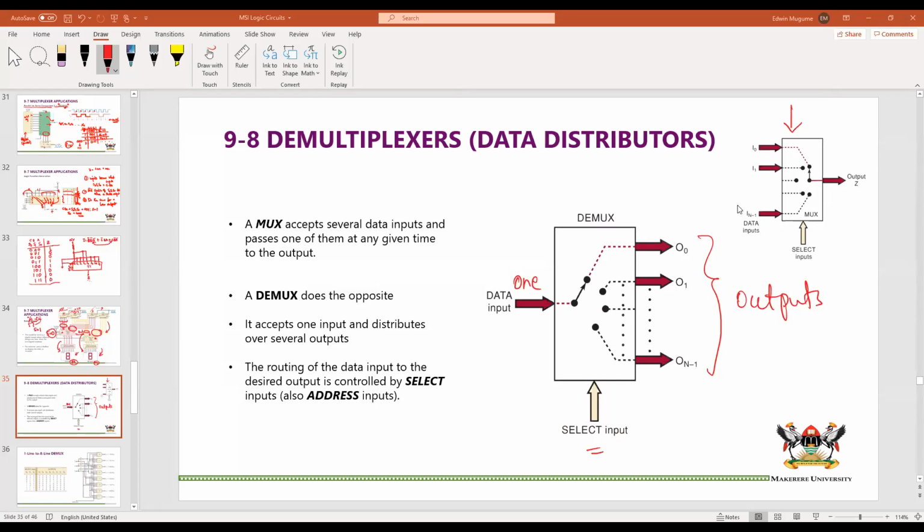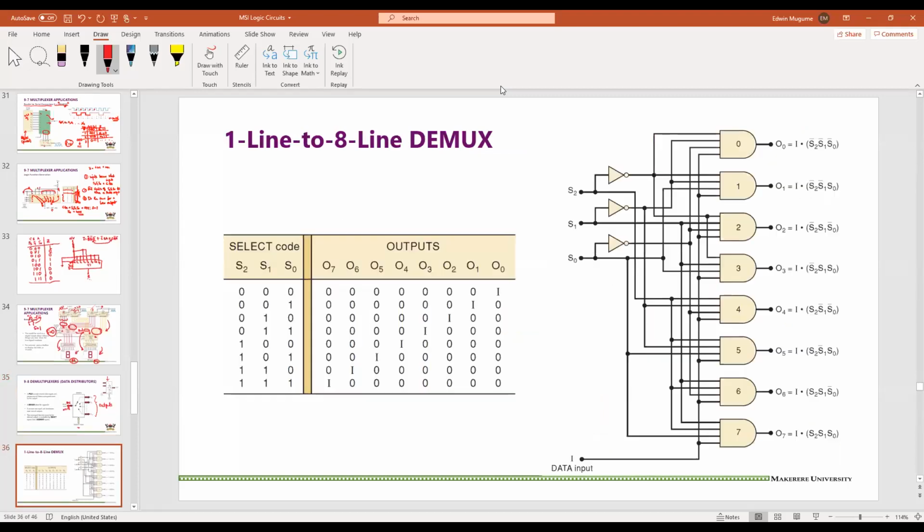Now, once again, the reason this is drawn like a bar is because this is not one bit, it could be a word rather than a bit. So you could have a number of inputs going in here, but all of those inputs, however they look, will be passed through to just one of those outputs.